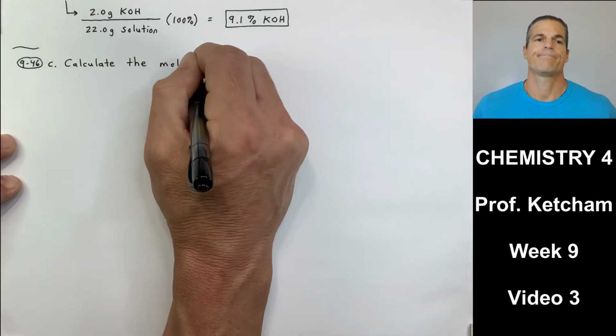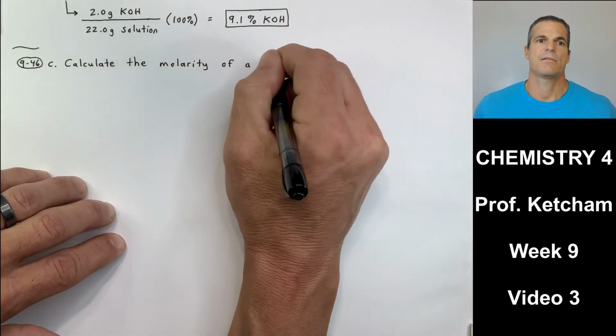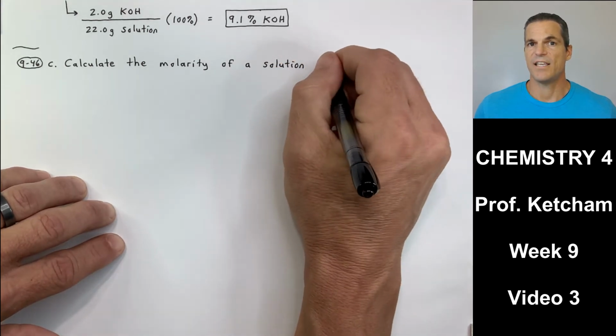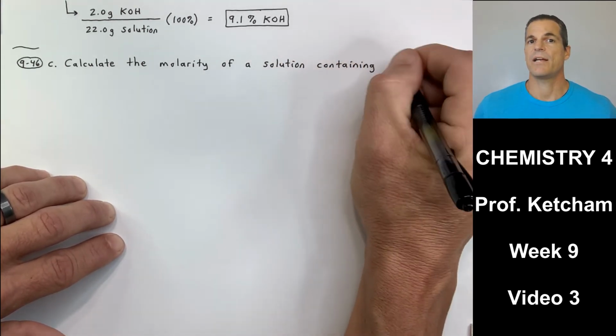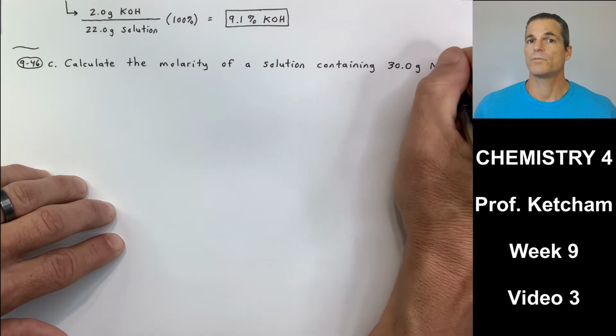All right? Next problem, number 46. Looks like it's number 46C, actually. It says calculate the molarity. Molarity is moles per liter.